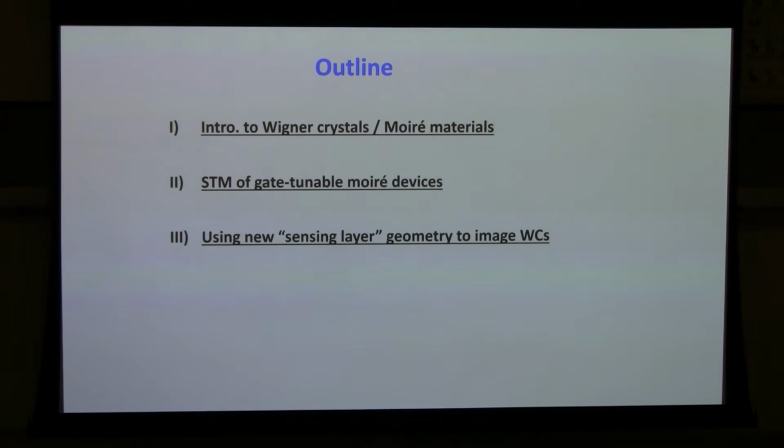So here's what I'm going to talk about. This is an introduction, or I'm sorry, the outline. And I'll say some introductory words about Wigner crystals, what they are, and moire materials. And then I'll say a little bit about how we're able to use scanning tunneling microscopy to explore gate-tunable moire devices. And then I'll talk about a new sensing layer geometry that we've used to image Wigner crystals.